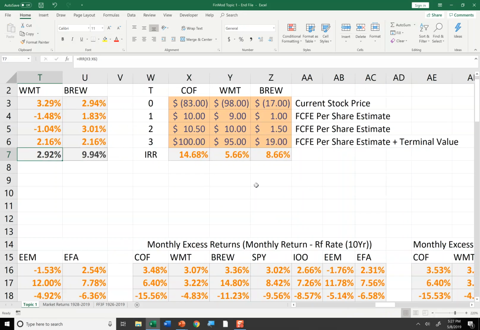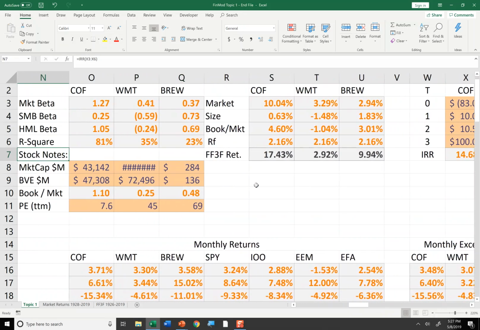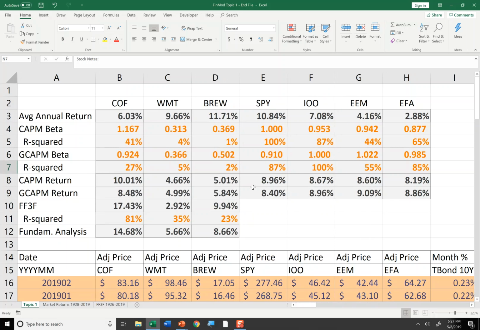I can then go and have a link to that in my summary of expected returns. And now we have completed the worksheet.